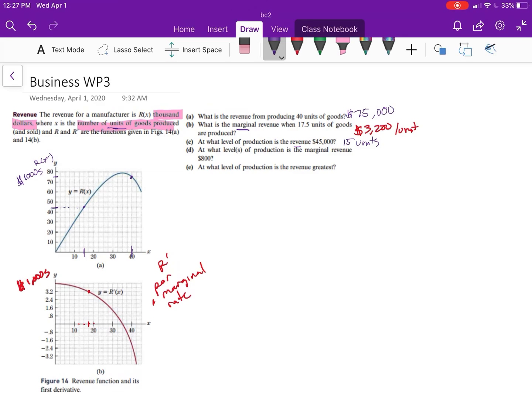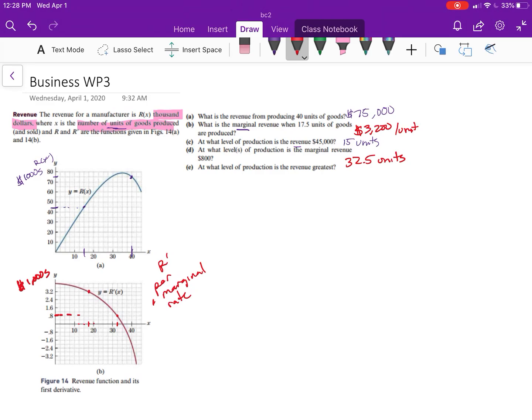D, at what level of production is the marginal revenue $800? So we're going back. We're looking at 800. That's right here. Follow that across. We're about here. So 32.5. So about 32.5 units at that level of production.